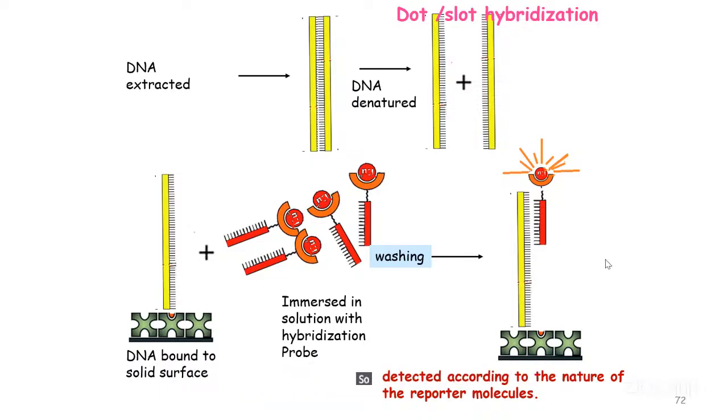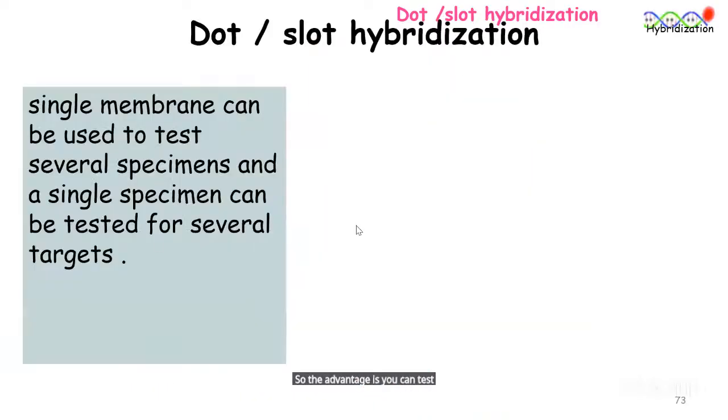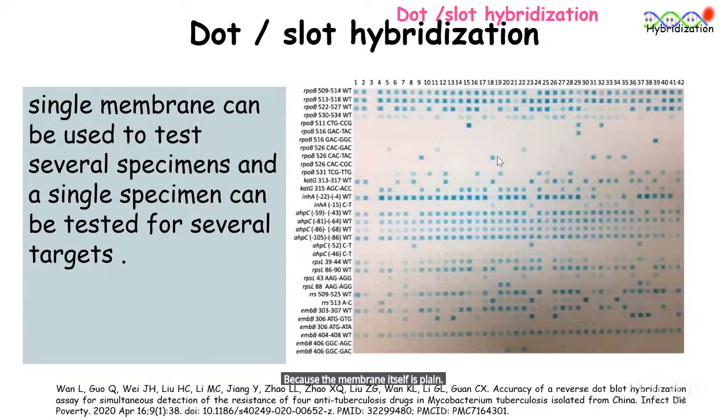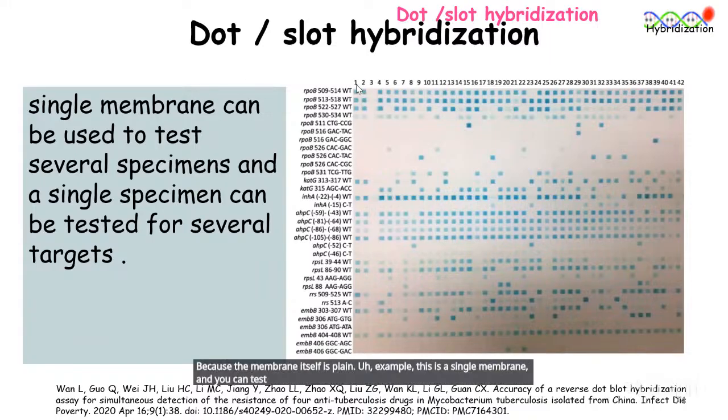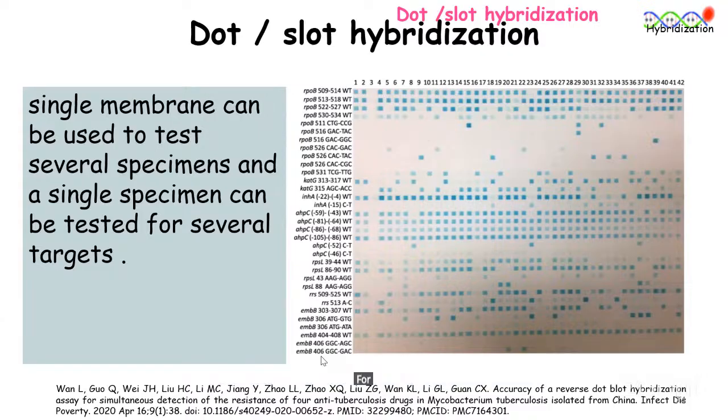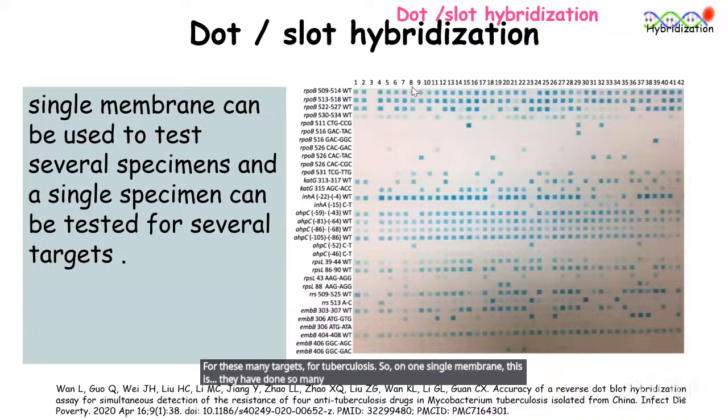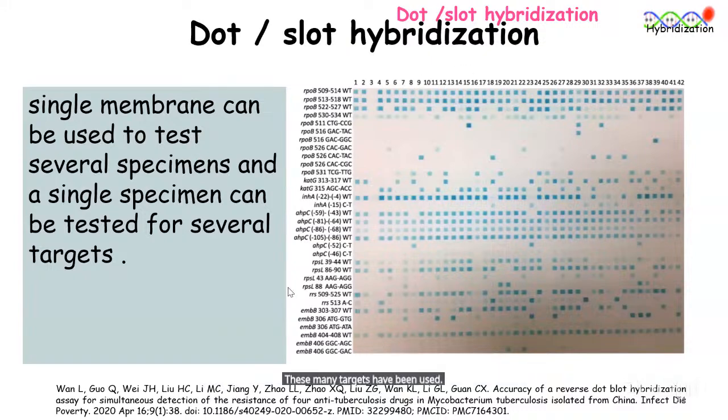So the advantage is you can test many samples for many targets on a single membrane, because the membrane itself is plain. For example, this is a single membrane, and you can test on this. They have tested up to 42 samples for these many targets for tuberculosis. So on one single membrane, they have done so many tests. On 42 samples, these many targets have been used. This is dot slot hybridization.